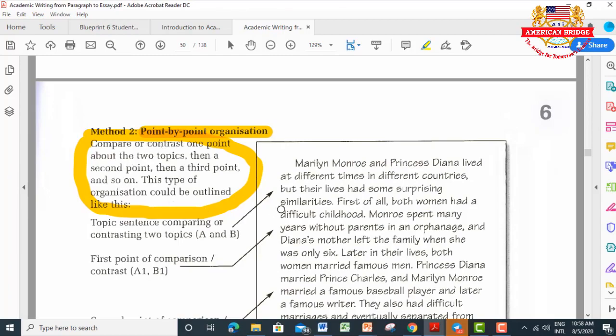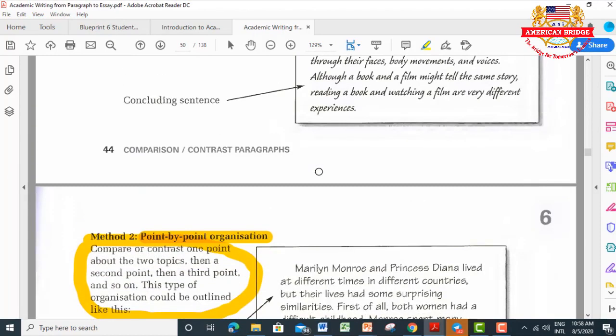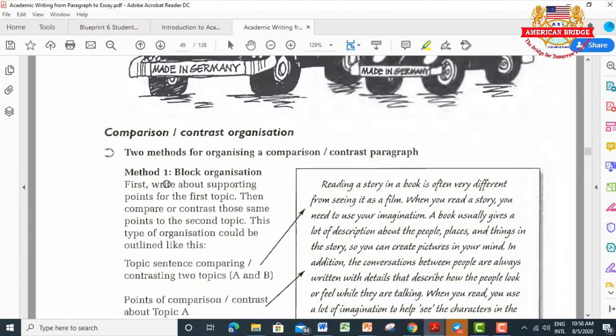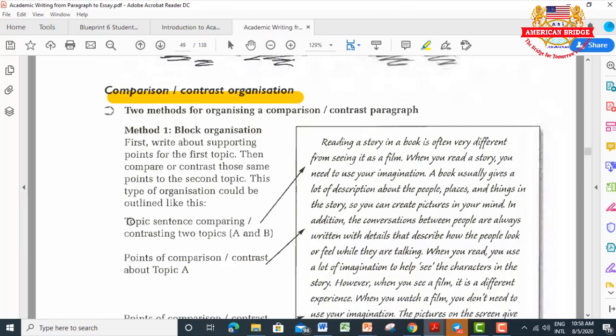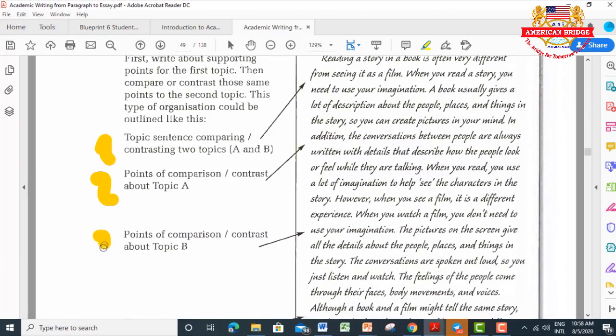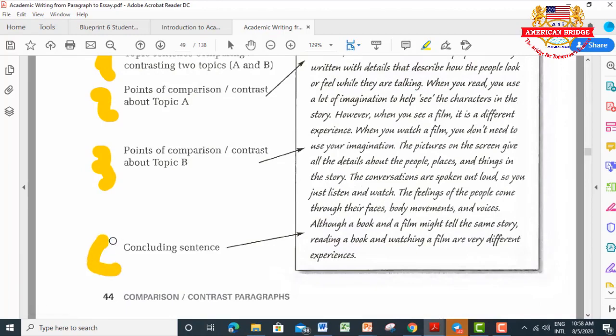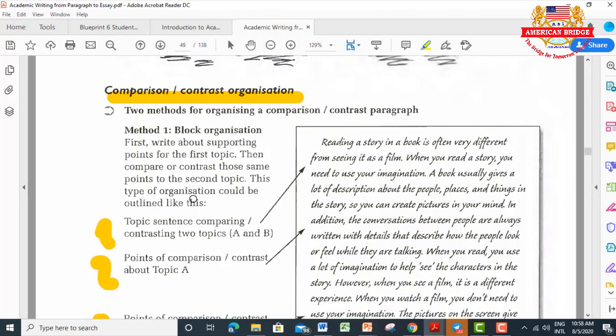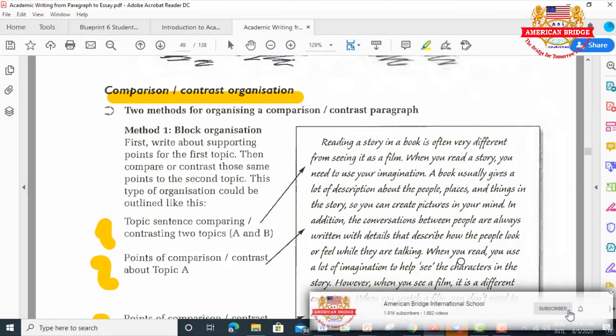You can read here the first one, second, third, fourth. Okay, so let's start, everyone. They compare reading a book and seeing a film. This is the type of comparison paragraph. Let's see how the author writes about this one.